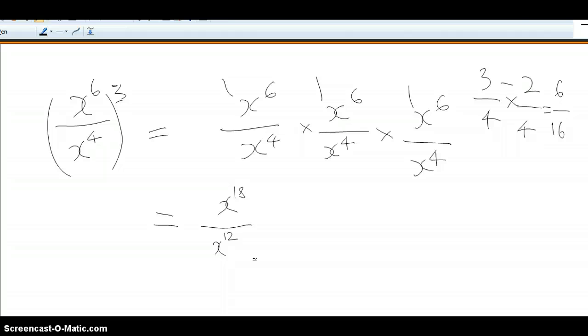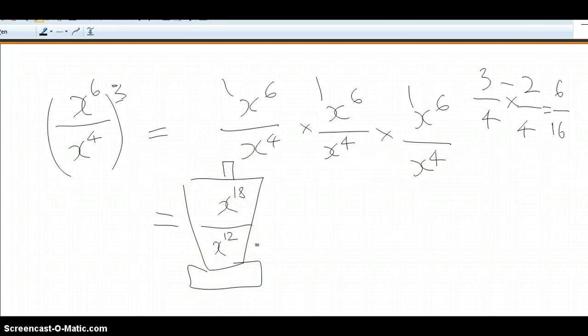This can be simplified. Remember, this is the old kitchen whiz type of fraction where everything on the top line is multiplied and everything on the bottom line is multiplied. Hence I can do some cancelling. I can cancel 12 of the x's with 12 of the x's. I'm left with 6. Answer, x to the power 6.